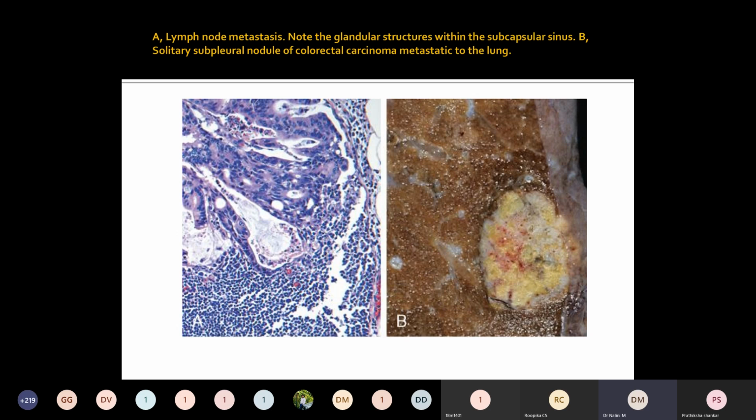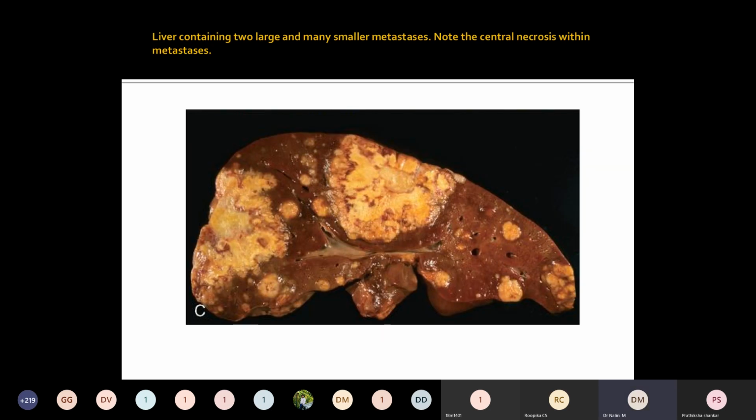This is the lymph node spread. This shows the lymph node spread where you see the lymphatic tissue and the adenocarcinoma metastasis, the glandular structures within the subcapsular sinus. And this is in the lung. The colorectal carcinoma metastatic to the lung causing a gray-white hemorrhagic nodule. Okay, this is liver containing metastasis. Multiple metastatic nodules with central necrosis.